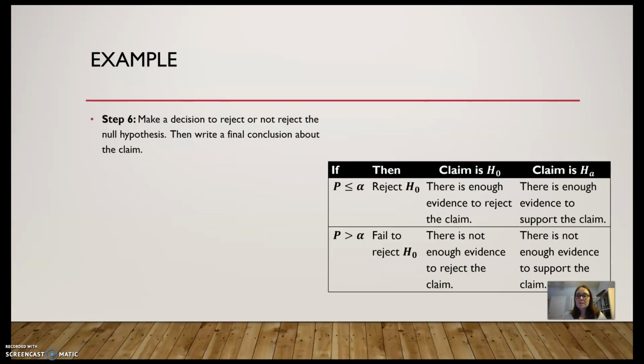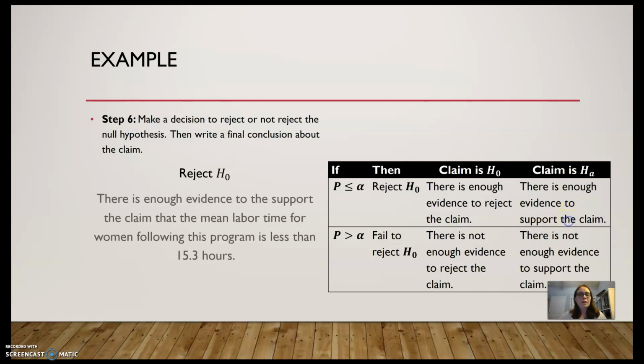Okay, so p was less than alpha, which means that I'm going to reject H naught, the null hypothesis. And now we have to remember, was the claim the null hypothesis or the alternative? So I go back to that second step, and well, ours was the alternative. So that means there is enough evidence to support our claim because we rejected the null. And so I'm just going to tie that back in with what the claim said. So there is enough evidence to support the claim that the mean labor time for women following this program is less than 15.3. And that's it.